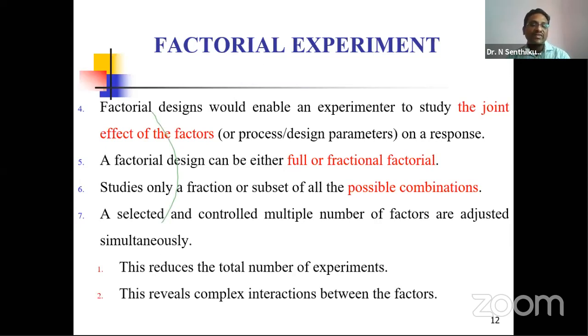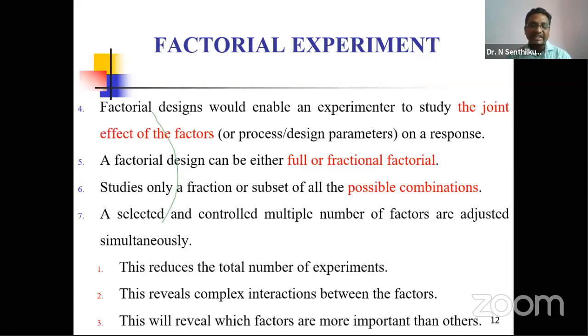This fractional factorial also reveals the complex interactions, because I simultaneously vary the values of the input factors. So the complex interactions that exist between the input parameters can be studied. And also, which factors are more important? In our case, for example, if I consider cutting speed, feed rate and depth of cut, among these three, which is the most influential, whether it is the cutting speed, the feed rate or the depth of cut? Which of these three inputs has a higher influence can also be determined by simultaneously changing all these values.